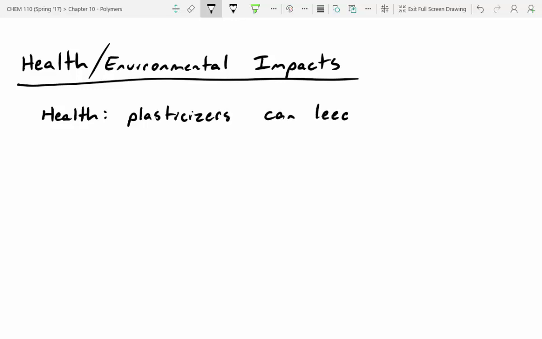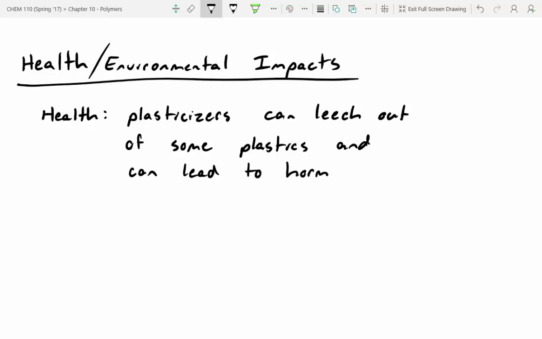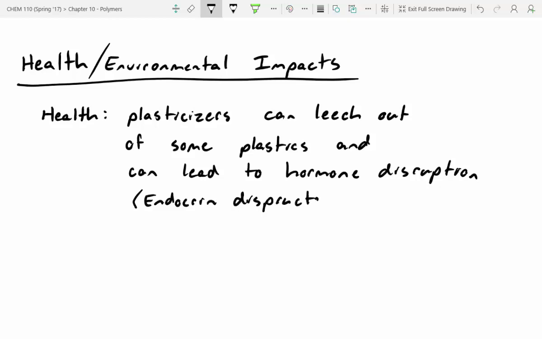Plasticizers can leach out of some plastics and can lead to hormone disruption. These are called endocrine disruptors. And an example that we mentioned briefly is BPA. So if you can, for your water bottles, always try to find BPA-free water bottles. Those have been proven to be much safer.